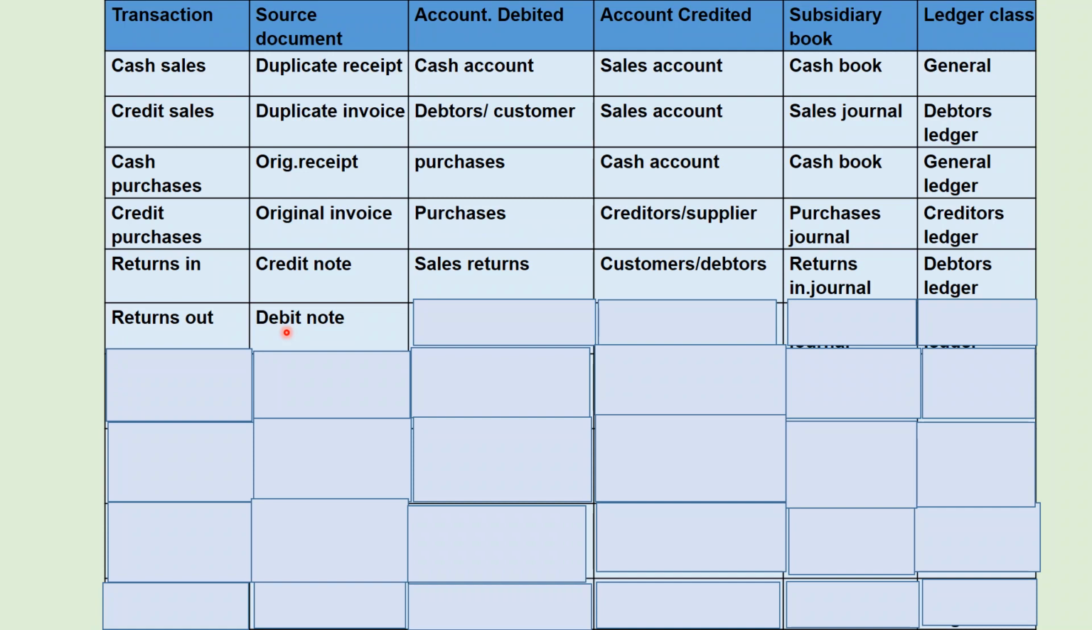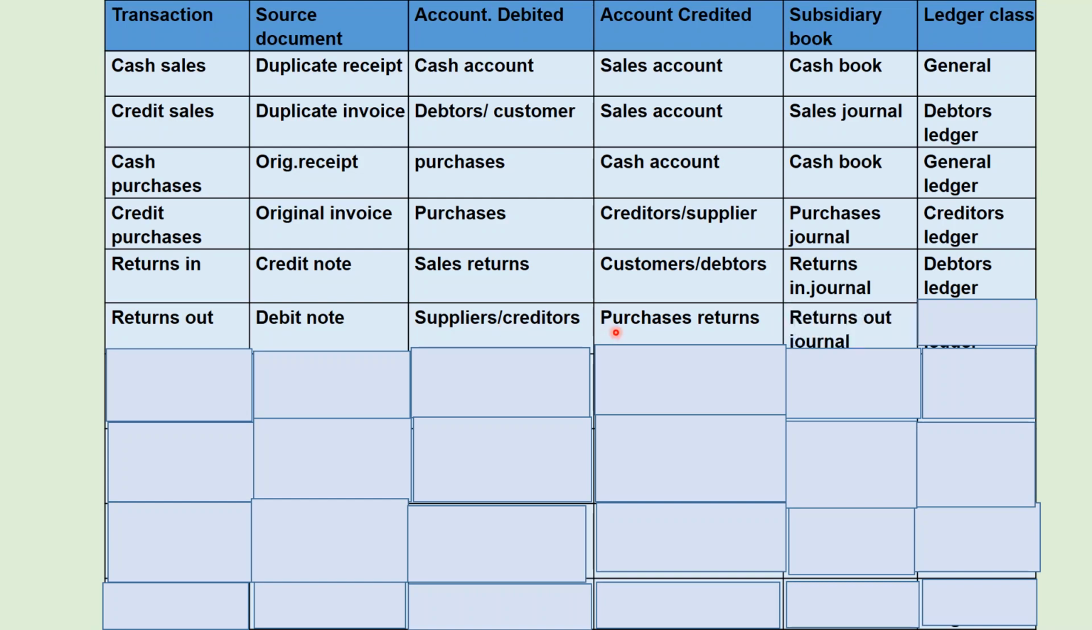So you buy these things on credit. Let's say you buy goods worth 20 kwacha, so you're supposed to pay that person 20 kwacha. In their books, it is showing that you're supposed to pay them 20 kwacha. Then 5 kwacha of the goods are not okay, so you take them back. So you are supposed to pay 20 kwacha, but they owe you 5 kwacha also. So you send a debit note, showing that they are more like your debtors. Okay, so the accounts involved here are the suppliers or creditors account and purchases returns. The subsidiary book is the returns outwards and the class of ledger is the creditors ledger.